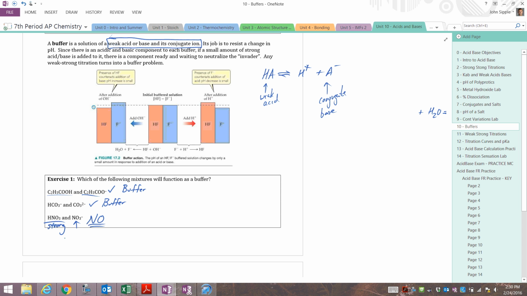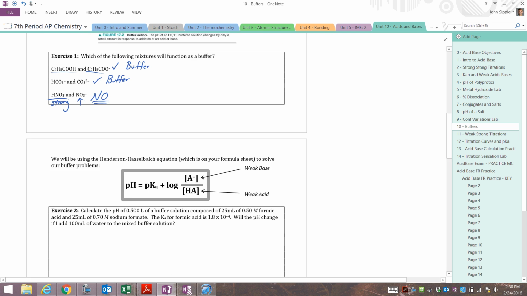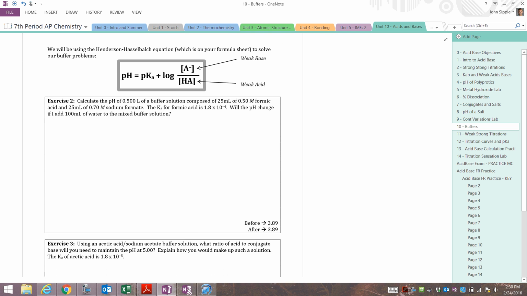All right, so let's go ahead and turn the page here. This is probably one of my favorite equations in all of chemistry right here. This is my guy. This is the Henderson-Hasselbalch equation. It's fantastic. It's glorious. It's on the back of your yellow periodic table now, which is awesome. It used to not be there, but it is now.